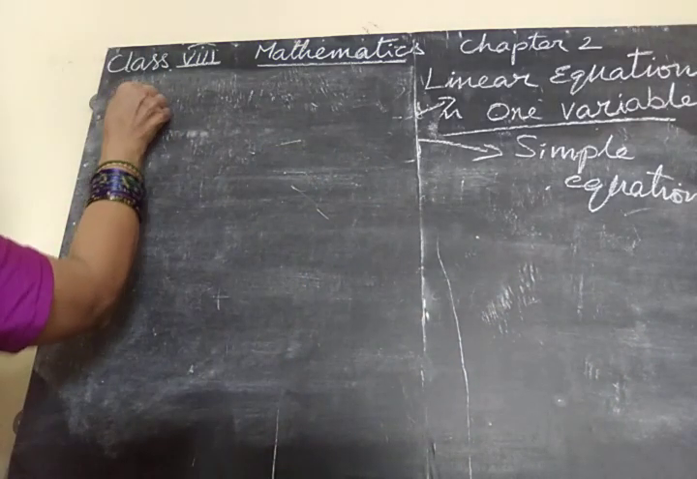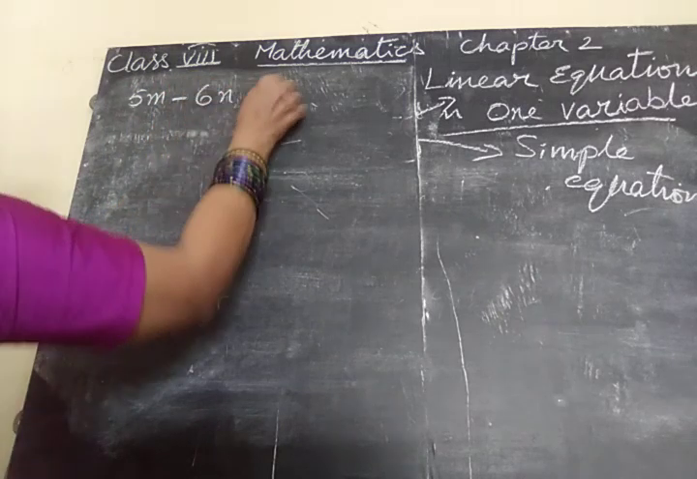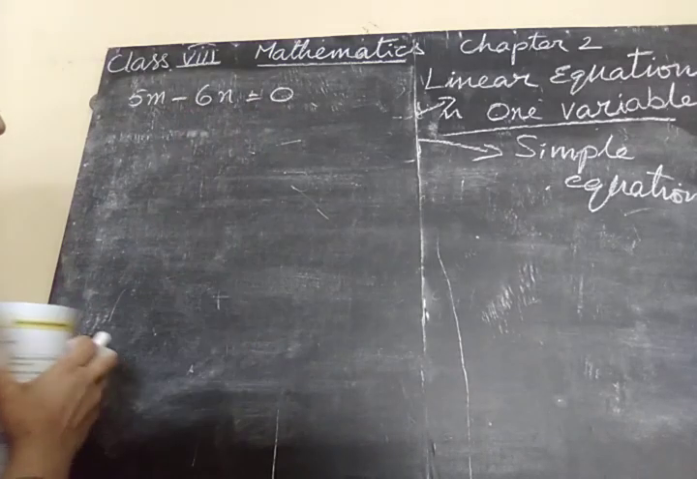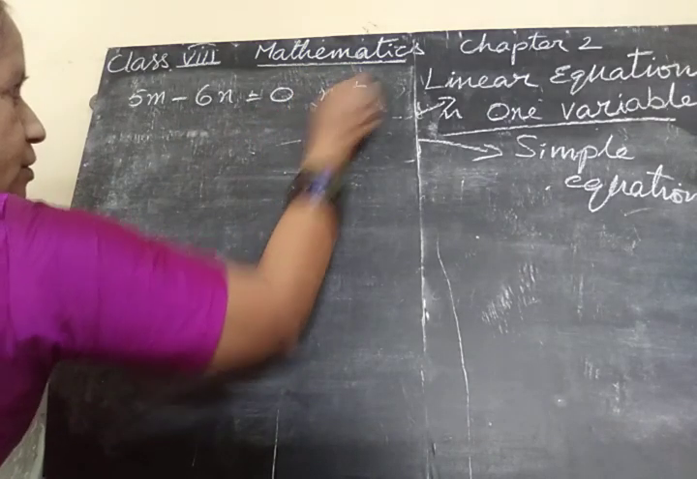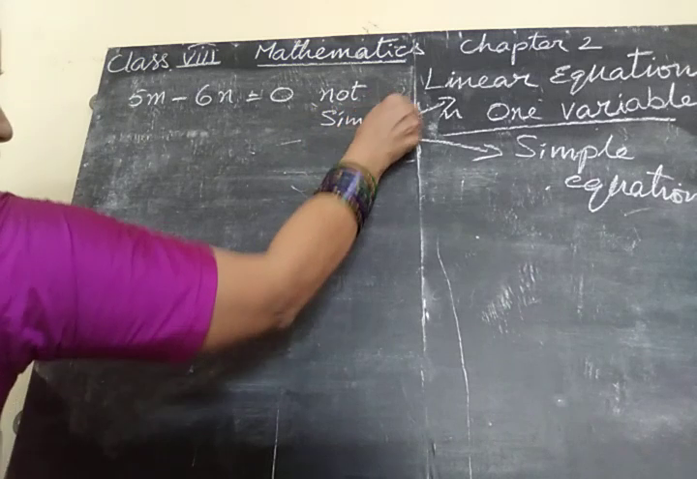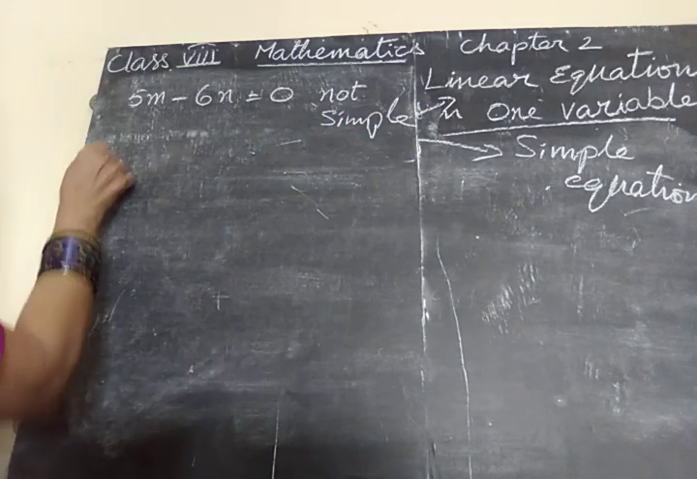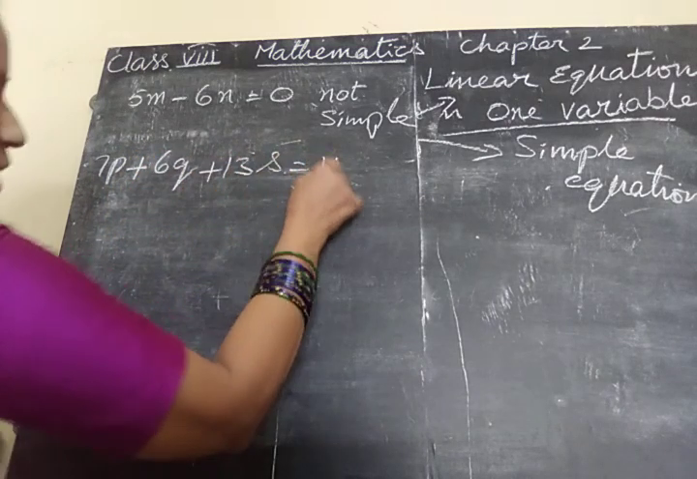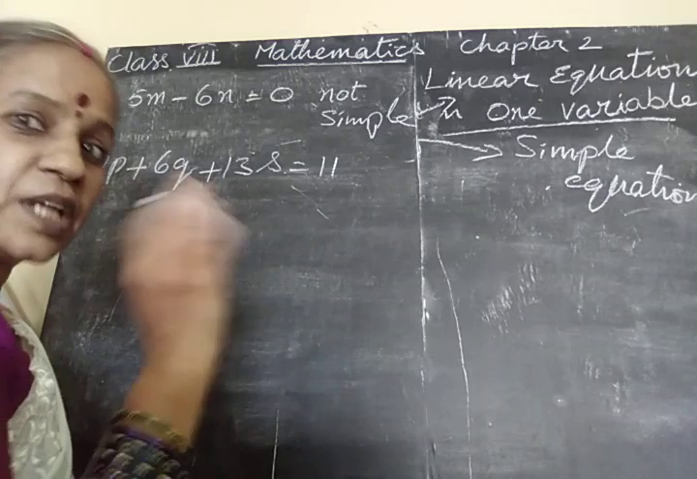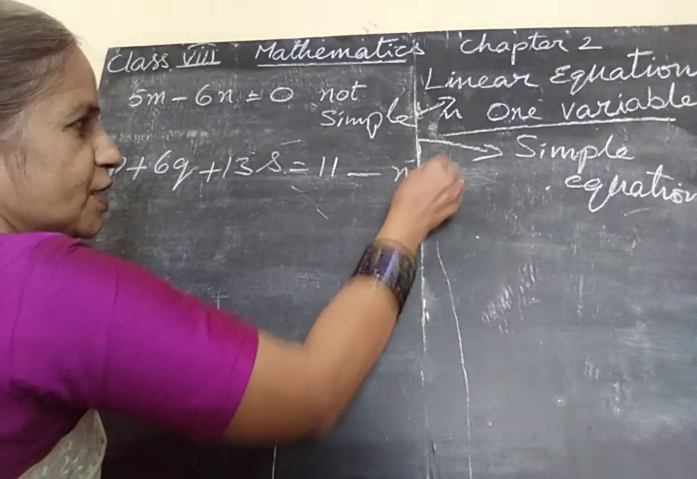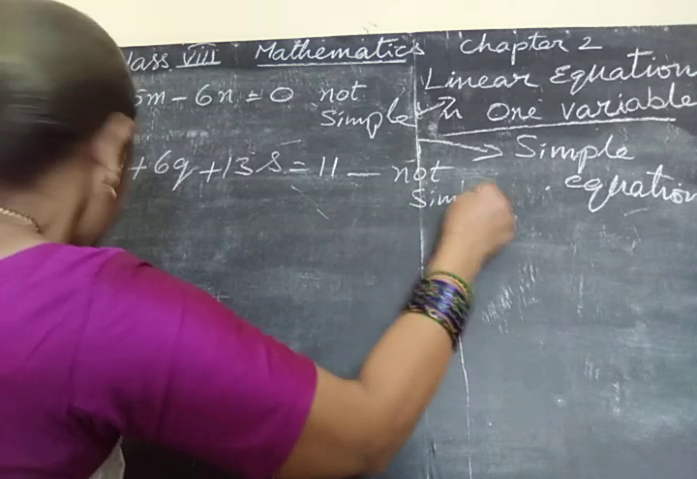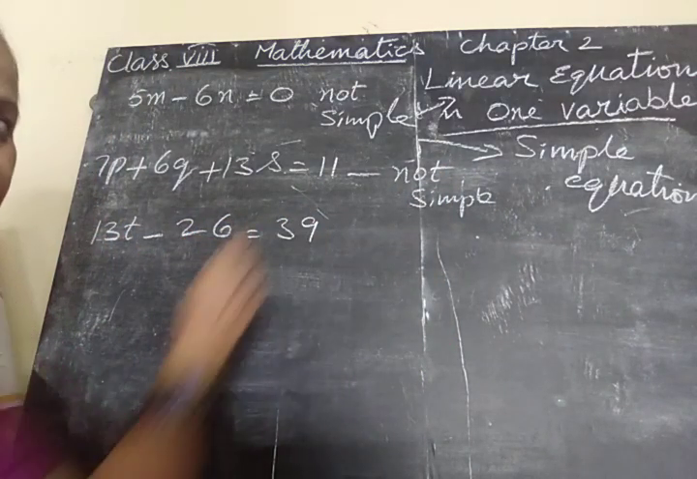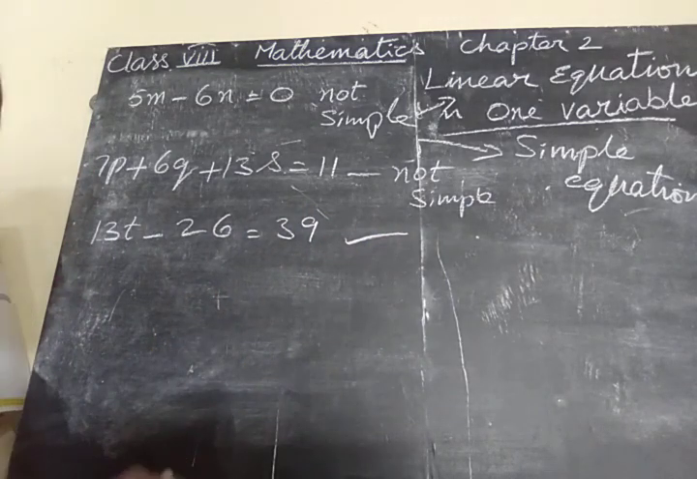Now 5m minus 6n is equal to 0. Two variables are there, so in a linear equation this is not a simple equation. Now 7p plus 6q plus 13s is equal to 11. Is this simple? No. Three variables are there. This is not a simple equation. And 13t minus 26 is equal to 39. This is a simple equation. Understood, children?